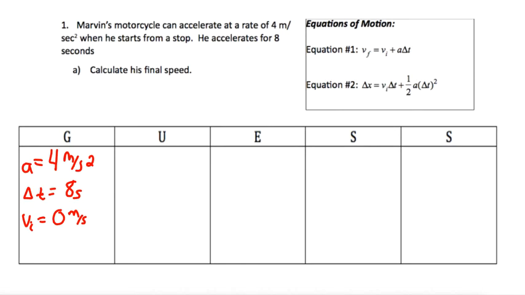Alright, U, unknown. What does the problem want us to find? It asks us to find his final speed. That is, his final velocity. That's what we don't know. E: what equation are you going to use to find that? Well, motion equation number 1 is an equation for final velocity. So let's write that out. Velocity final equals velocity initial plus acceleration multiplied by time. That's the equation we want to use.